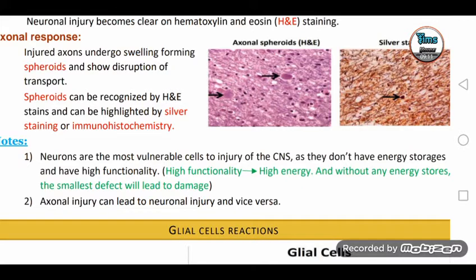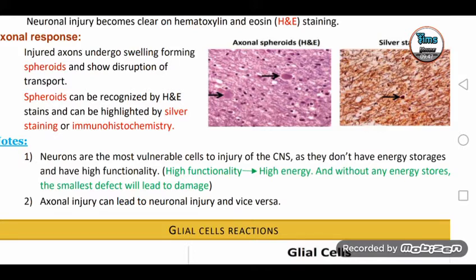So their demand of energy is so high, and whatever energy is produced by the powerhouse of the cell, the mitochondria, is immediately used so that the neuron can live. So it consumes a lot of energy, almost all the energy available in the cell. So there are no storages. There is no more energy than what the neuron needs, so that it can store it. There are no storages at all.